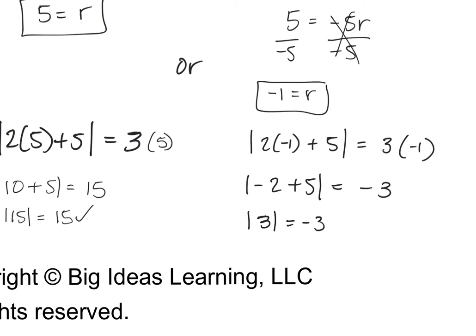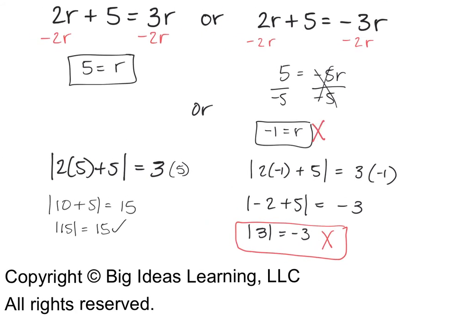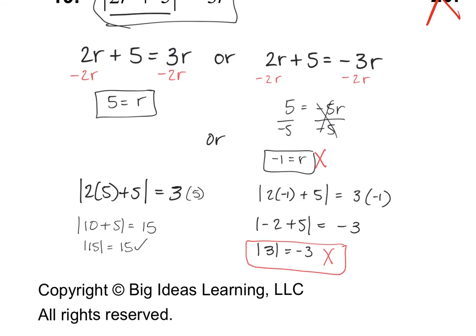Is this true, guys? Can you take the absolute value of 3 and get negative 3? No, okay? This is an example of an extraneous solution. This is why we always check our answers. You cannot put r equals negative 1 as a solution, okay? So our only solution to this one is r equals 5, okay?